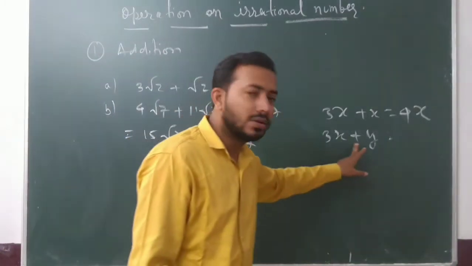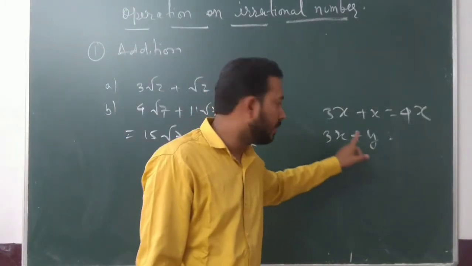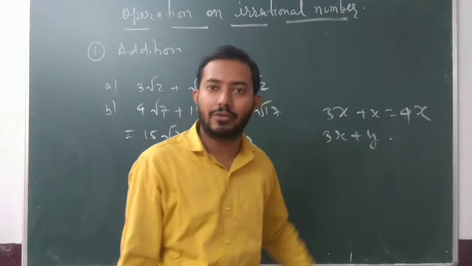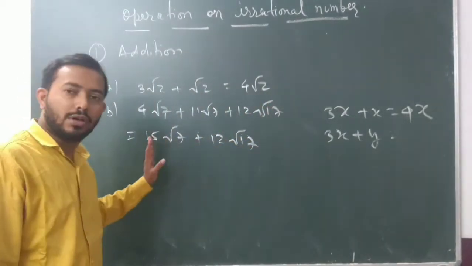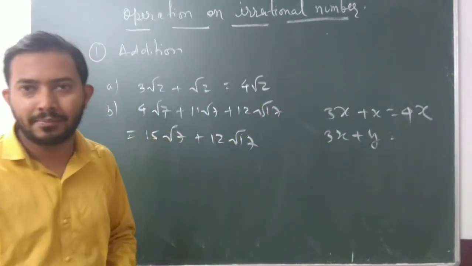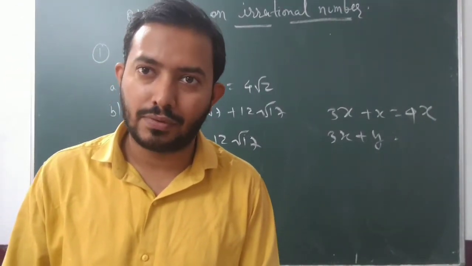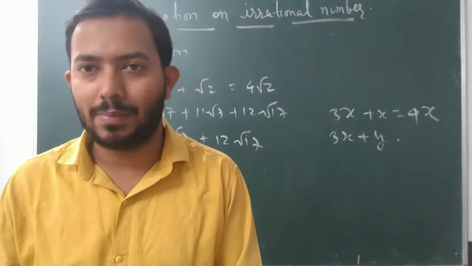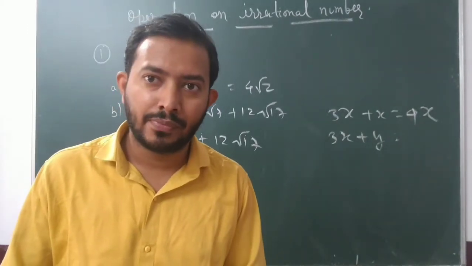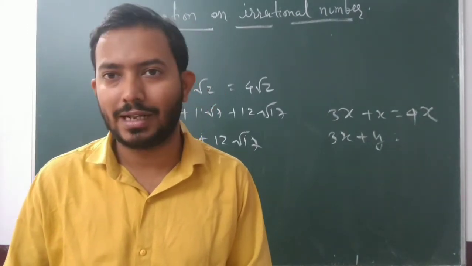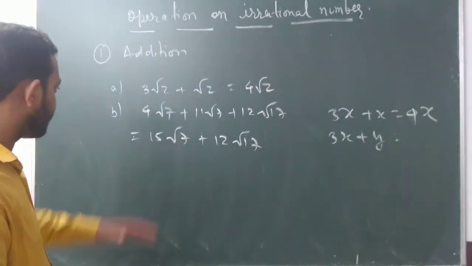That means in this type of problem, if you have x and y, you cannot add. Similarly here, if your root numbers are not the same, then you cannot add or subtract. For subtraction the same rule applies. But for multiplication and division, we do not follow it like that. Okay, we'll see this thing.